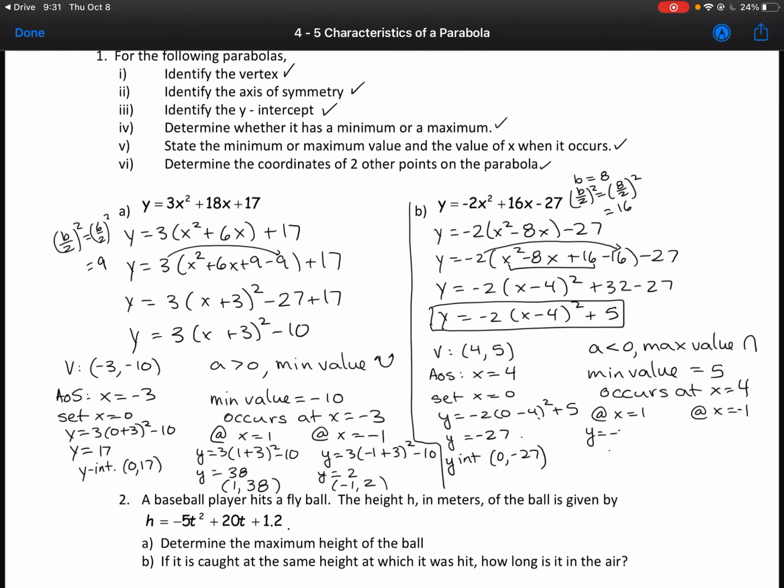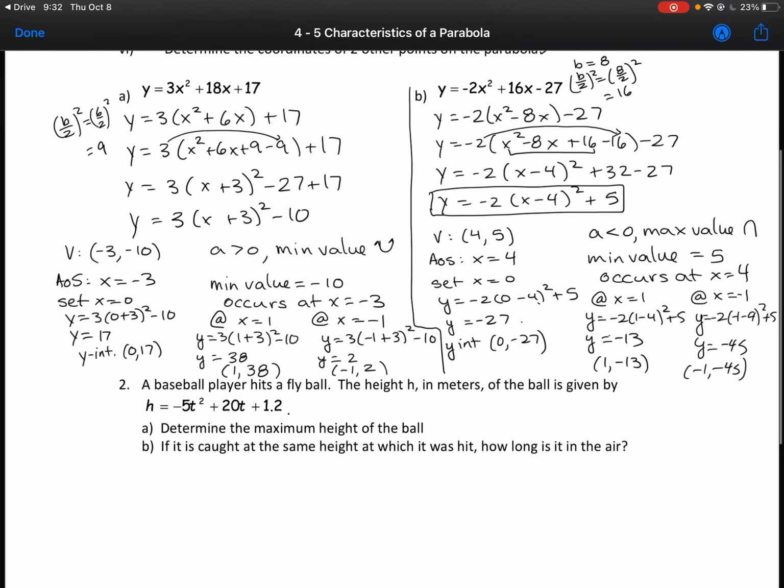So if I substitute in x equals 1, I would get my y-coordinate to be minus 3 squared is 9, minus 18 plus 5 would be minus 13. So I would have (1, minus 13) as another point on the parabola. And then substituting in minus 1, I would end up with minus 2 times 25, so minus 50, plus 5 would be minus 45, would give me another point as (minus 1, minus 45).